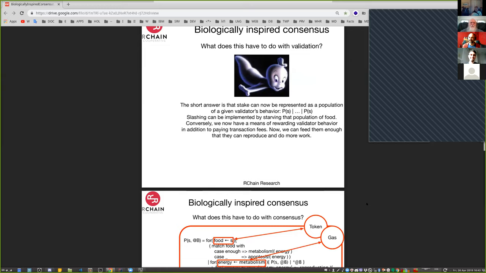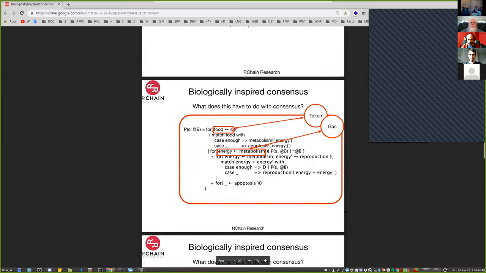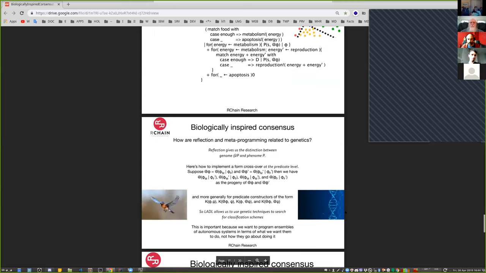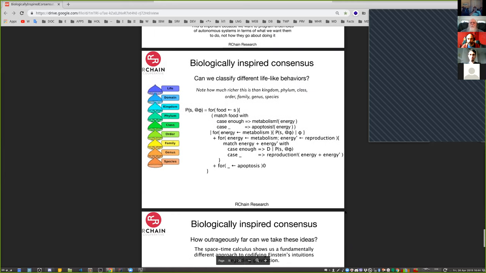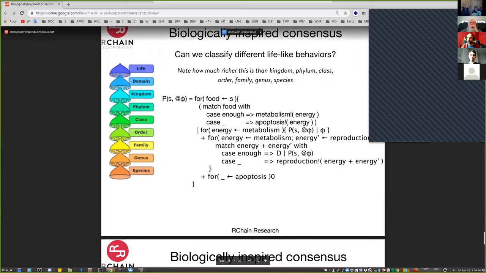Well, I'm glad you're getting it. I thought I was getting it when you presented it, but trying to relate this to doing actual consensus on the blockchain is kind of elusive to me. On slide 18, it talks about classification of consensus-like behaviors, and he shows a hierarchy on the left there. So where is that hierarchy in the code?